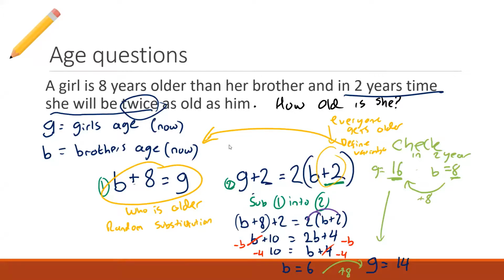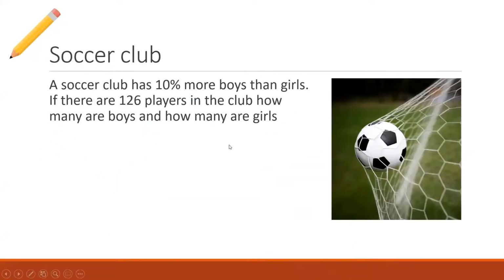So the next question is, we're going to do the soccer club question. So the soccer club question is, a soccer club has 10% more boys than girls. If there are 126 players in the club, how many are boys and how many are girls?